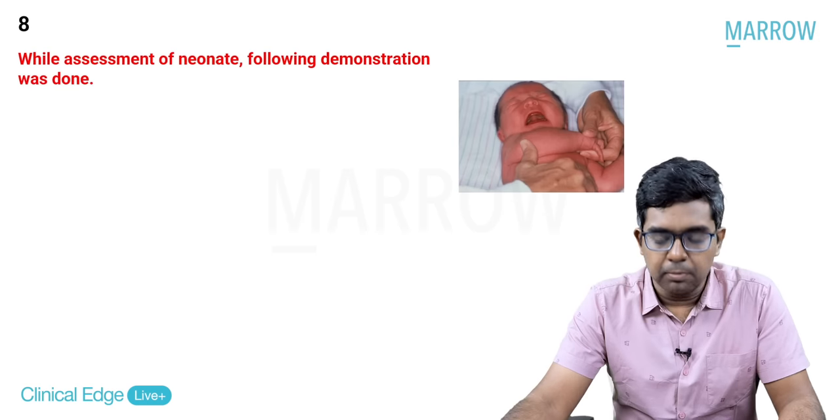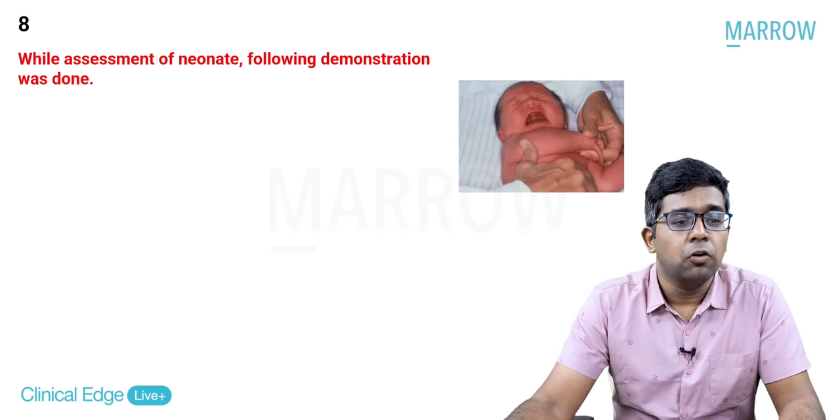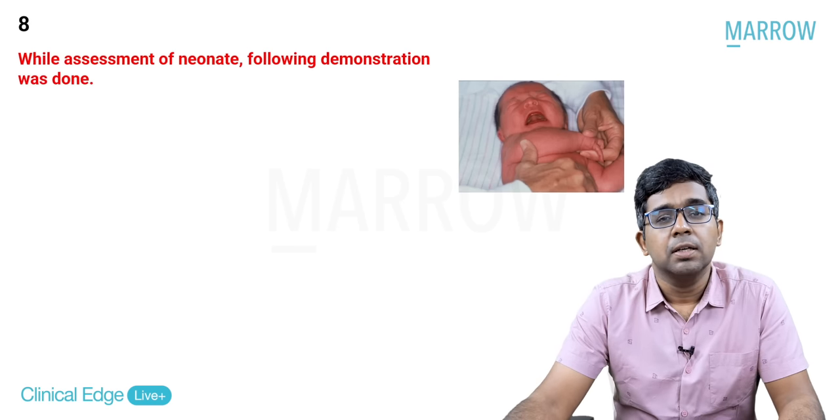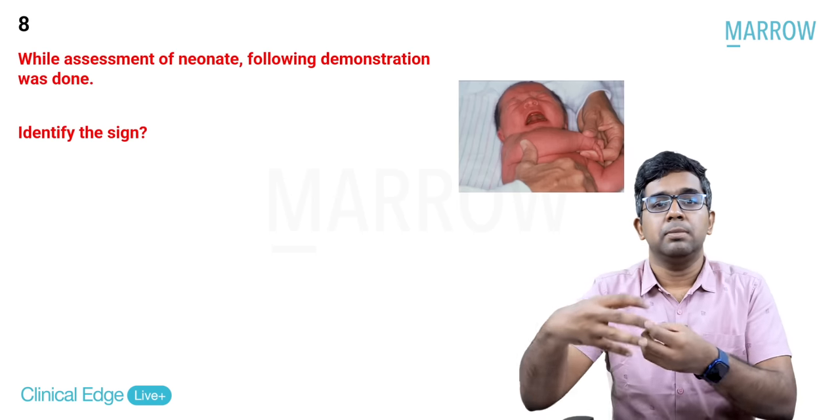Moving on to clinical vignette number 8, you are assessing a neonate. The following demonstration was done at the time of assessment. Question is, identify this sign. You are just trying to pull the baby's fingers like this and trying to move the arm to the other side. Remember, as you keep pulling passively, at one point you will encounter resistance, and that resistance is basically due to the tone of the muscles in that particular limb.